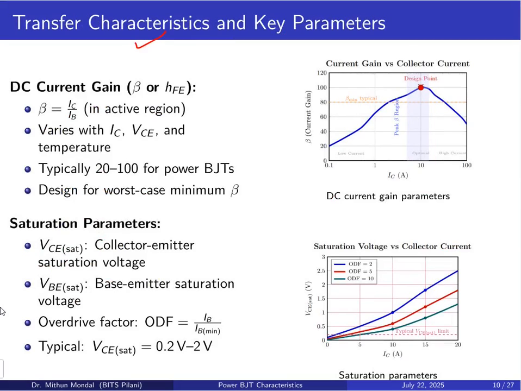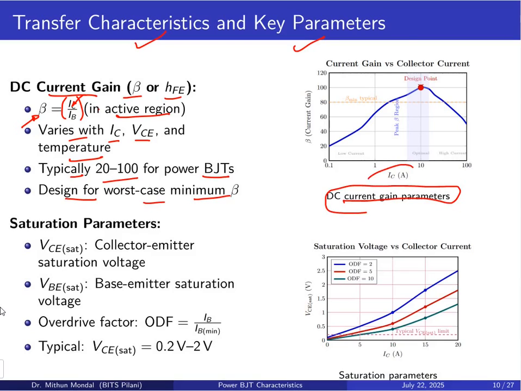The transfer characteristic and the key parameters. The DC current gain is generally given by beta, or HFE. Beta, the DC current gain, is the ratio of the collector current to the base current, in the active region. It varies with the collector current, and is also dependent on the collector to emitter voltage as well as the temperature. Typically, the value of beta ranges from 20 to 100 for power BJTs, and these are designed for the worst case, the minimum beta. So these are the DC current gain parameters.